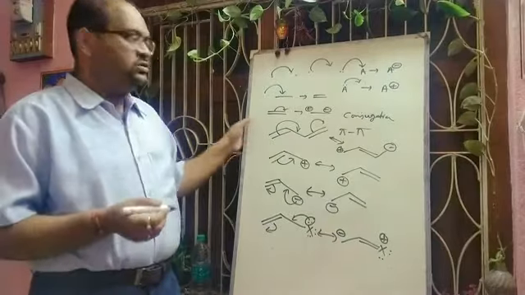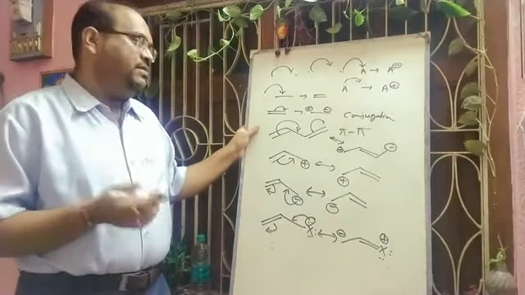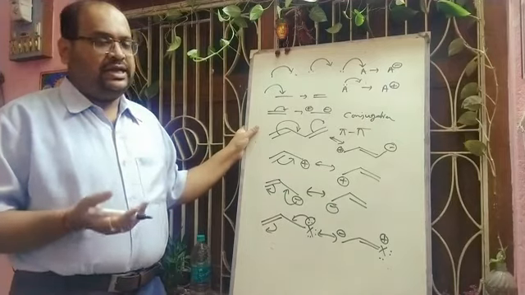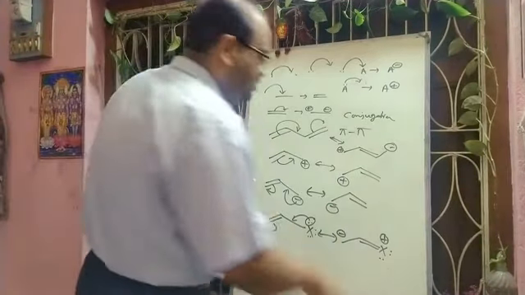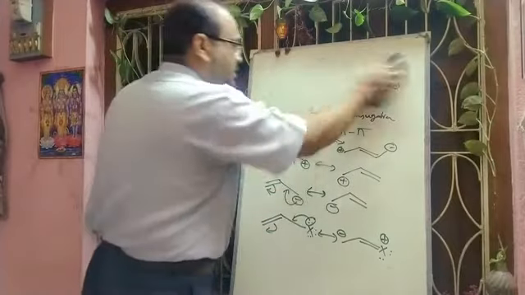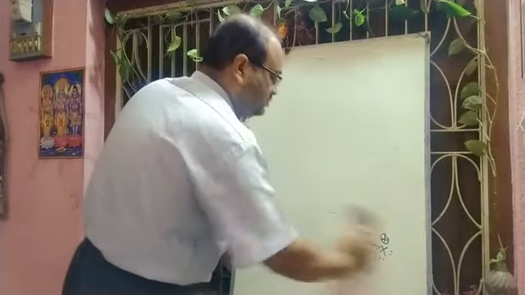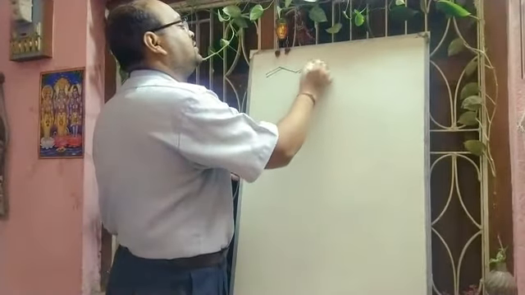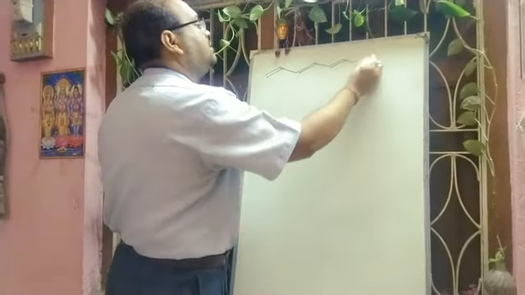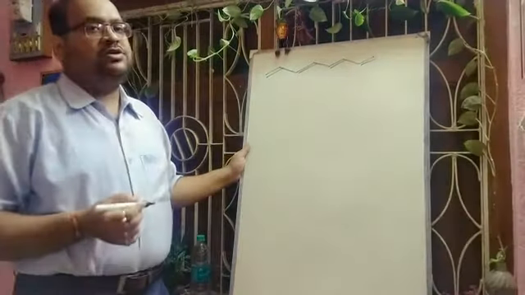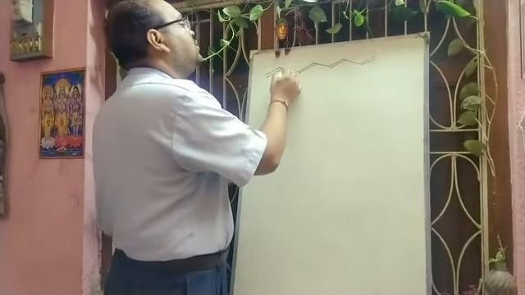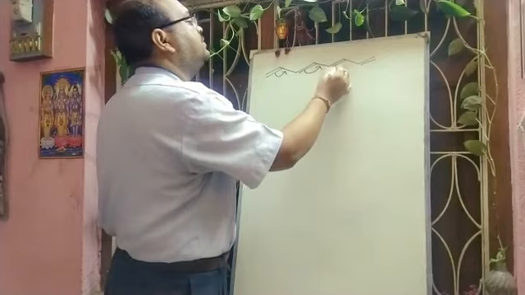So these rules, you have to remember and apply during the writing of resonance structures. I am showing you, following these rules, the different types of resonance structure. When there is alternate double bond and single bond like this, this system is called a conjugated system. Here we can show the shifting of electrons in this way.